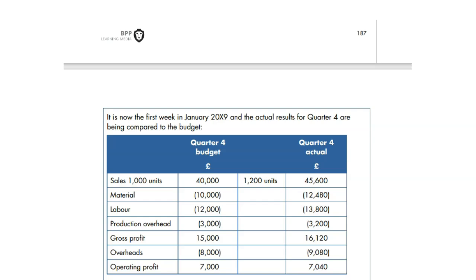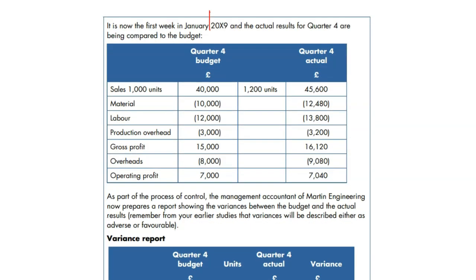Actual, we're going to check out the actual, what is happening. This is our budget, wasn't it? Yeah, budget. And this is the actual. Now, budget we have seen, according to our budget, operating profit is 7,000. But actually, what happened? 1,200 units we produced and sold, and the selling price is this. Material, labor, overhead is different. You get gross profit different, and another overhead is different. And you got a profit slightly higher, £40 higher.